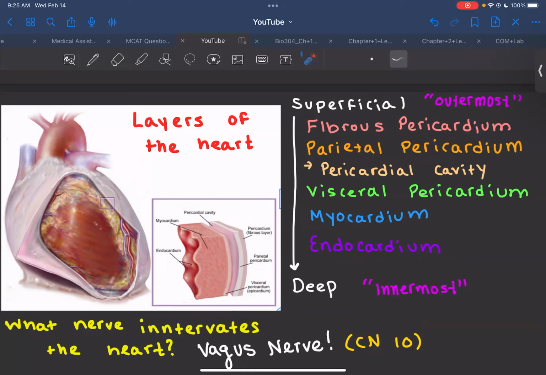So like I said, there's the fibrous pericardium, which is right there. You have the parietal pericardium, which is right after that. Then you have the pericardial cavity, that little space right there. You have the visceral pericardium, which is this layer right here. It's kind of hard to see. Then the myocardium, which is the thickest one because it's muscle. And then the endocardium, which is touching the actual heart inside.